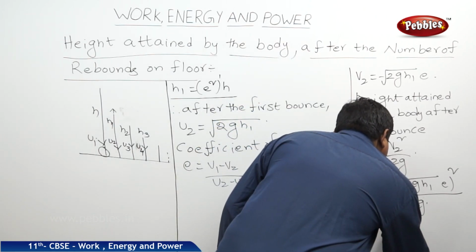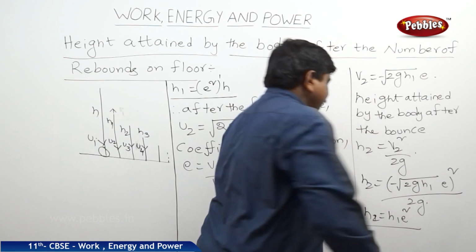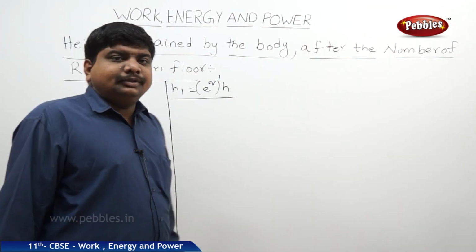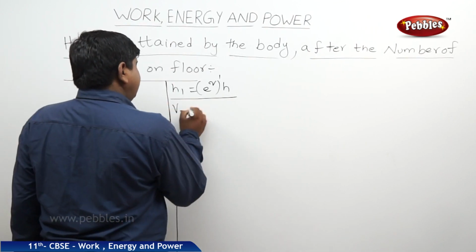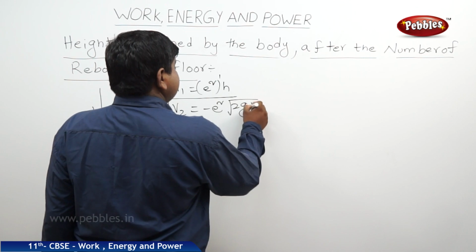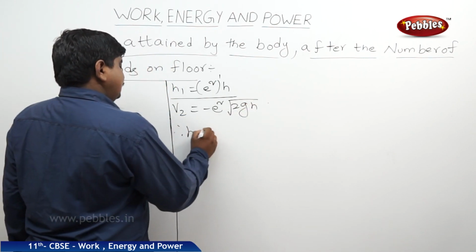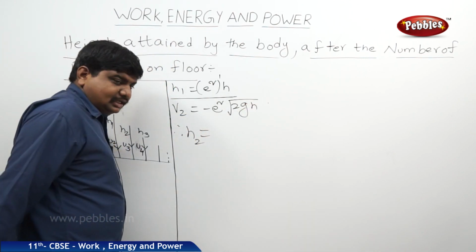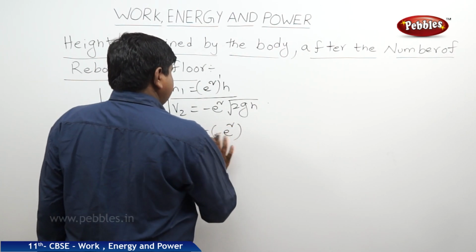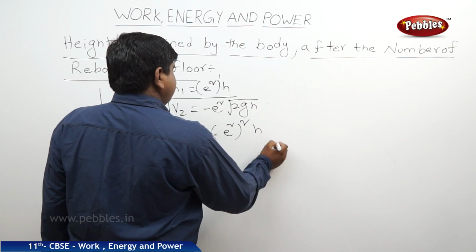So h2 is equal to h1 e square. But we know that h1 is equal to e square h. So we got V2 is equal to minus e square into square root of 2gh, as well as h2 (or h1) is equal to e square whole squared into h.